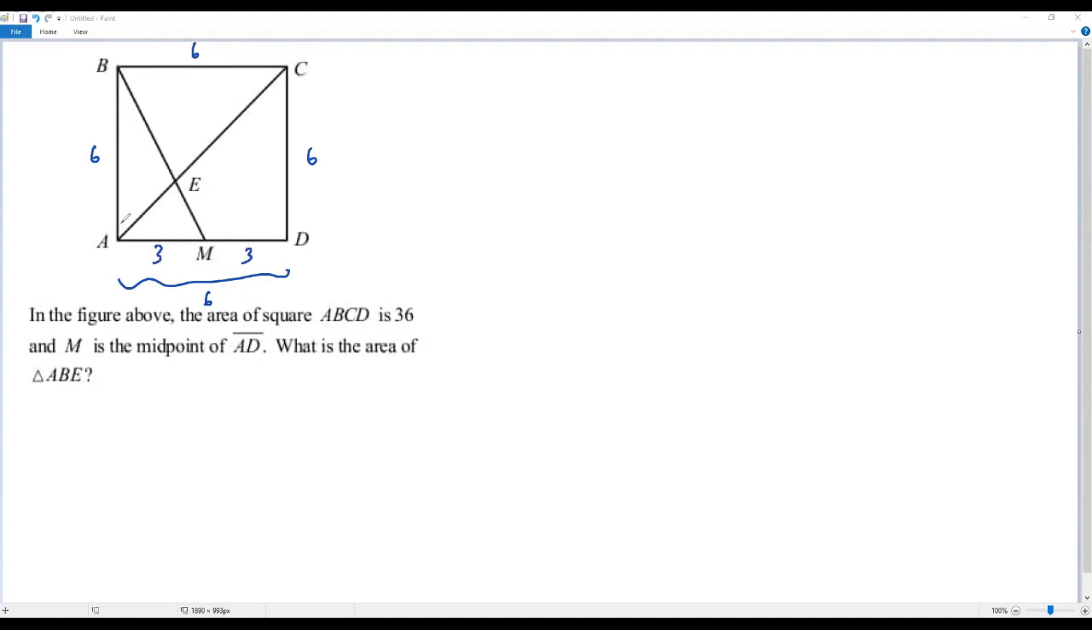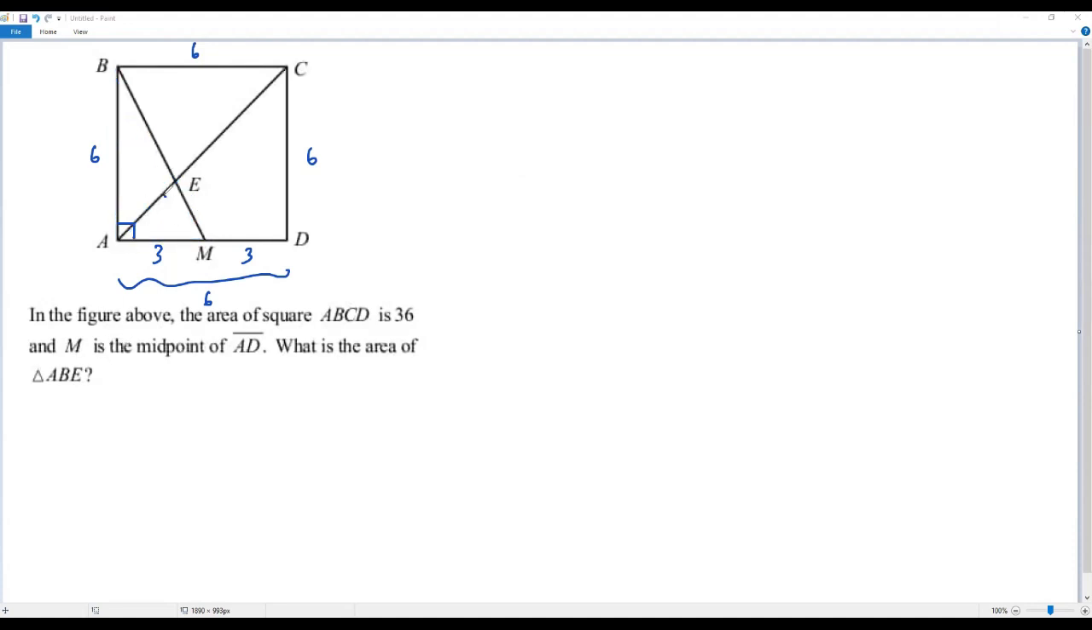Since it is a square, each vertex has a right angle. So here we'll have a right angle. Now we can consider the right triangle ABM. In this right triangle, AM is the base and AB is the height. Using the formula base times height divided by 2, we can get the area of this right triangle ABM. Once we get the area of right triangle ABM, we can try to get the area of this smaller triangle AEM. Then we can subtract the area of the smaller triangle AEM from the right triangle ABM to get the area of the required triangle ABE.